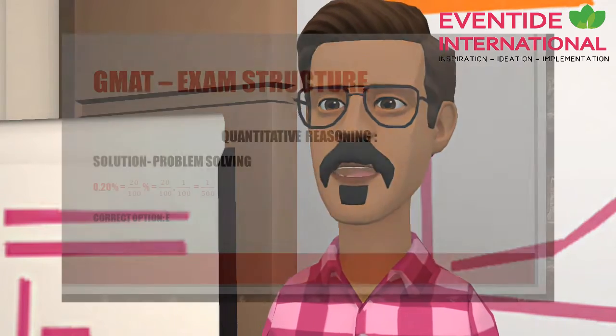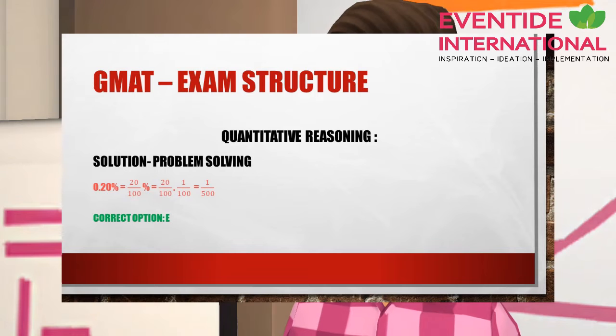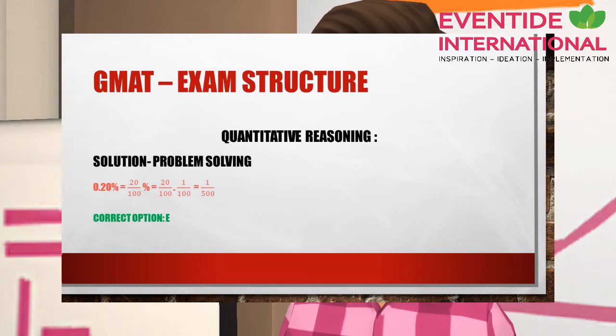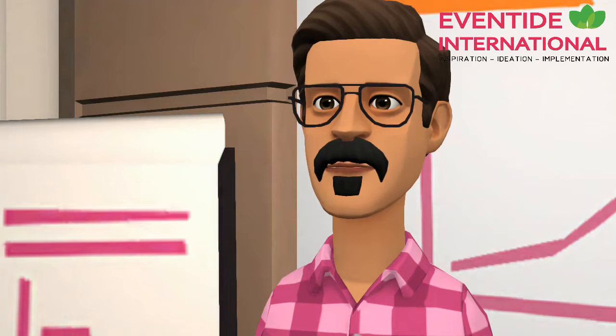0.2% is equal to 2 by 1000, which when simplified equals 1 by 500. So, the correct option in here is option E.